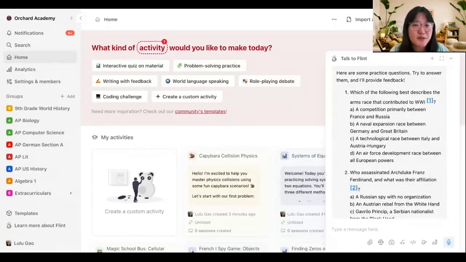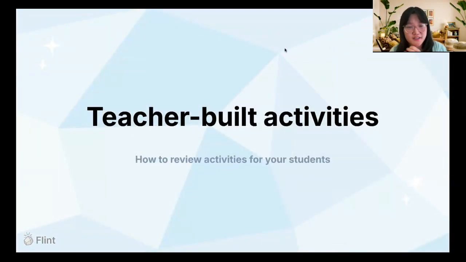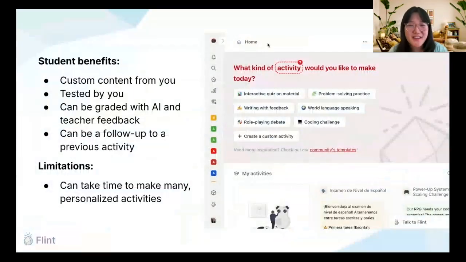Great, awesome. I'll keep this one short since it's pretty simple. The main gist is students can go in here and get feedback. Like Micah mentioned, it can happen at any time, whether or not their teachers have been proactive in creating activities for them. The next option is these teacher-built activities, which are the bread and butter of Flint.